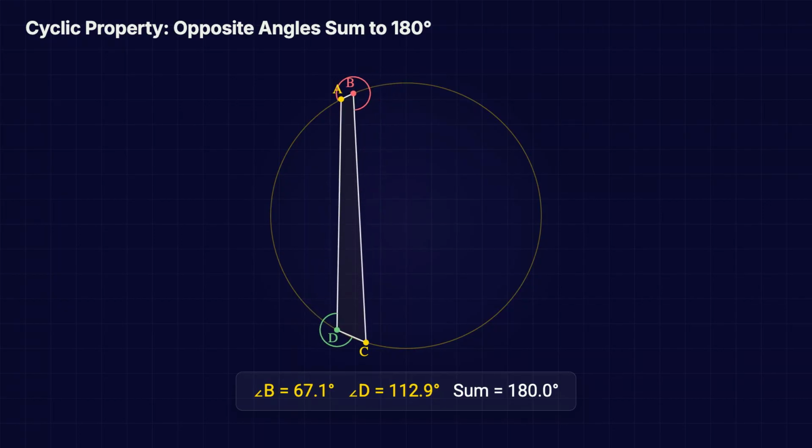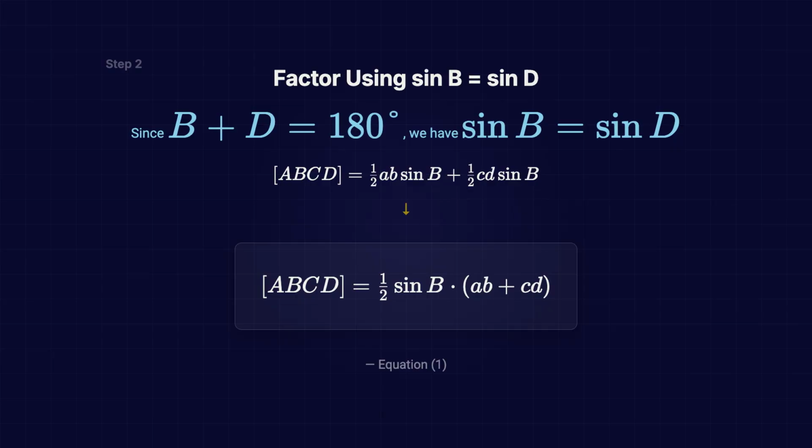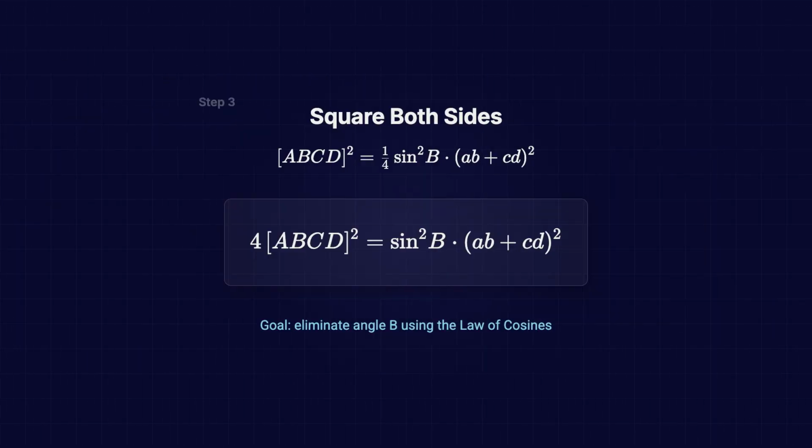Because the sines are the same, we can factor them out to simplify our expression. The total area becomes 1/2 times sine B, multiplied by the quantity AB plus CD. Let's keep this equation tucked away for a moment. If we square both sides, we get this expression. But notice, we still have this angle B stuck inside. We really want our final formula strictly in terms of the side lengths.